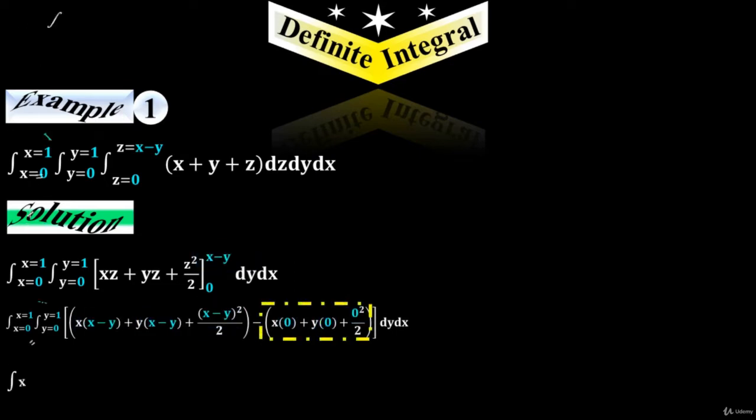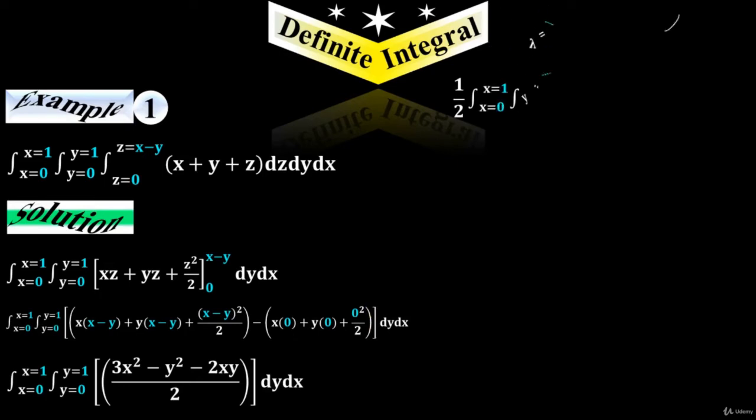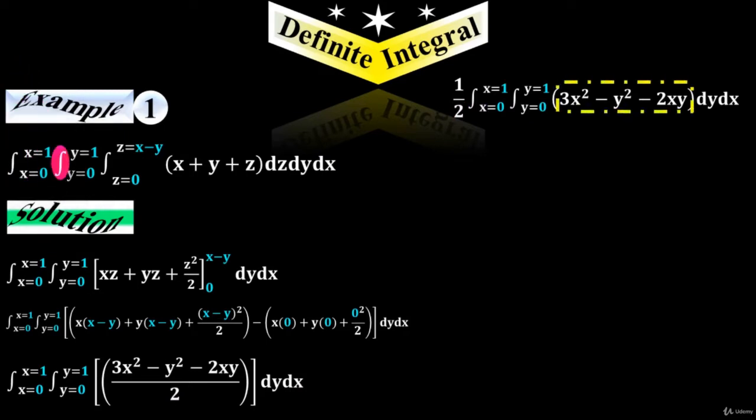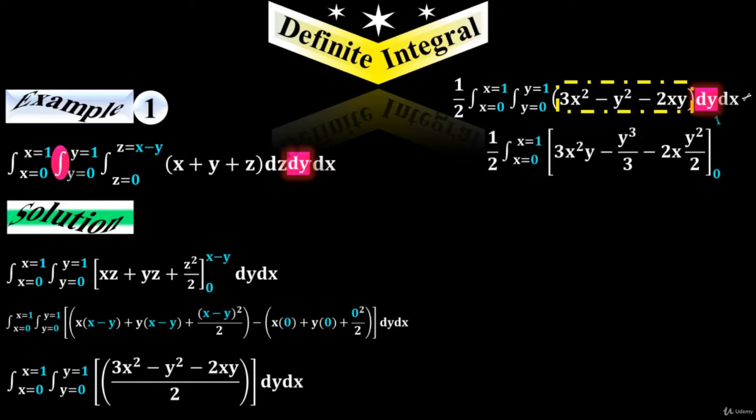This term will be 0, and we're left with the double integral of 3x squared minus y squared minus 2 times xy dy dx. We just took 2 outside of the integration. And now take the second integration. Whatever result you achieved from the first integration, you just simply integrate it with respect to y. And after integration we have now 1 over 2 times integral of 3 times x squared times y minus y cubed over 3 minus 2 times x times y squared over 2.